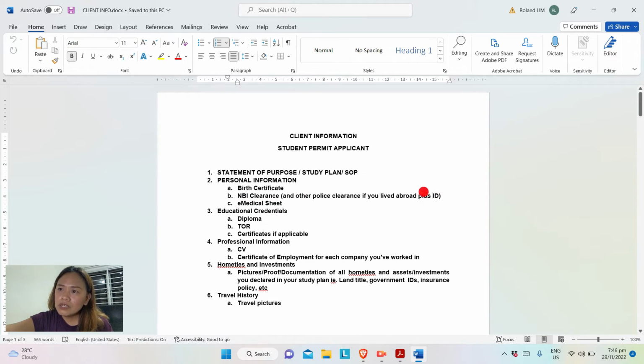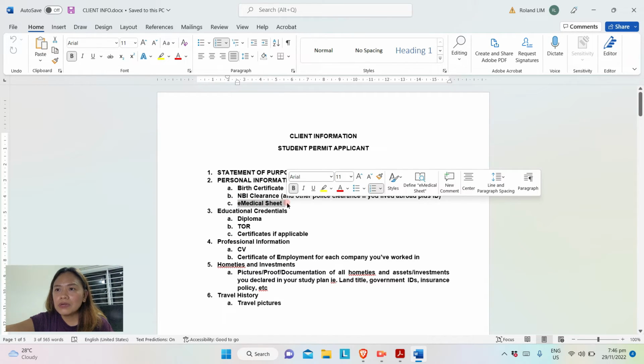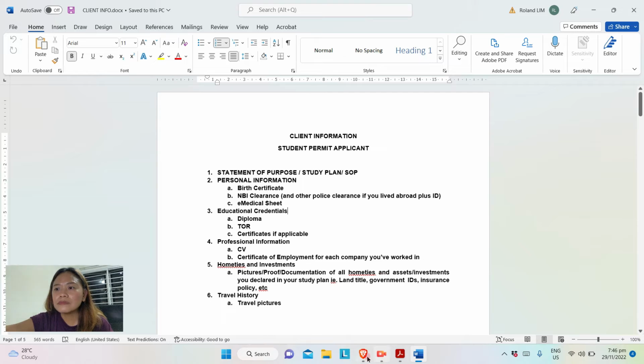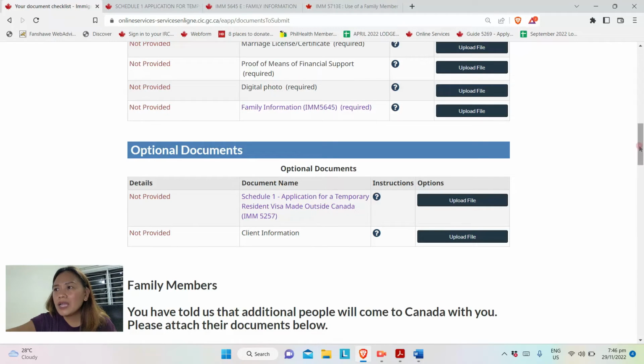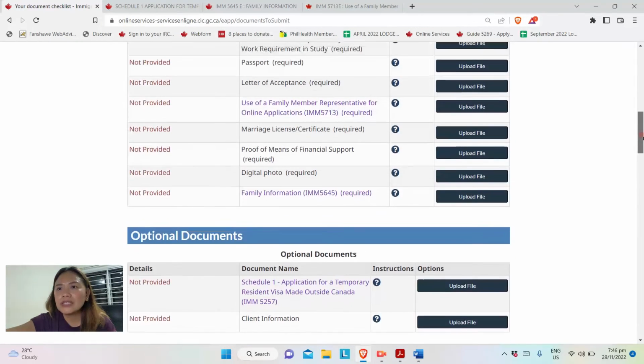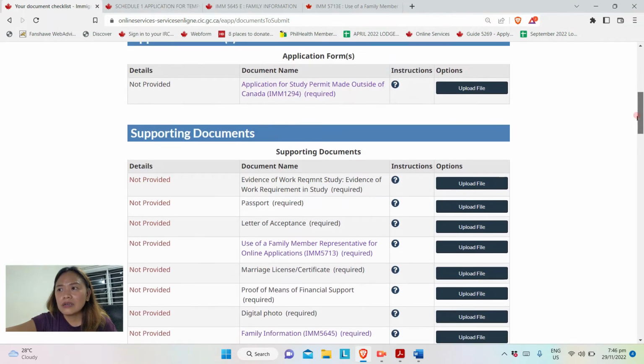And then of course, your resident ID, like for example here in Singapore we have our IC, so I also included that. And then your e-medical sheet. Remember, you did your upfront medical, and whenever you go for medical, you will be given an e-medical sheet. This document you have to put in your client information. Why? Because it doesn't have a separate tab here.